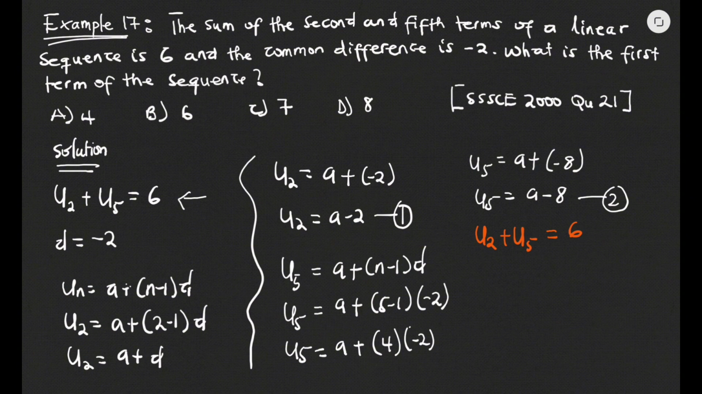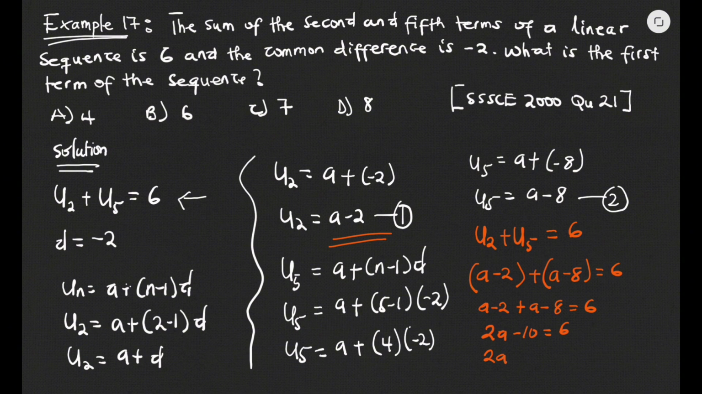So it means that equation 1, which is what I have over here, a minus 2, let me put that in brackets, plus u5, which is a minus 8, that should be equal to 6. So if I remove the brackets, I have a minus 2 plus a minus 8 equal to 6. I have minus 2 here, minus 8 here, that will give me minus 10, and then a plus a will give me 2a. So I have 2a minus 10 is equal to 6. If I send the 10 to the other side of the equal sign, I will have 2a is equal to 6 plus 10, and that will give me 2a is equal to 16.